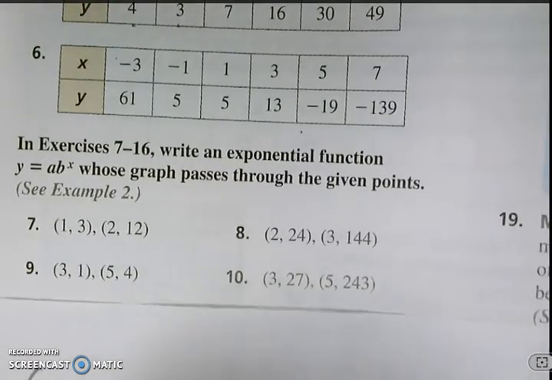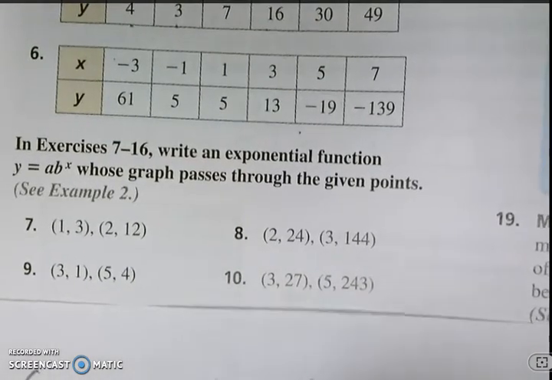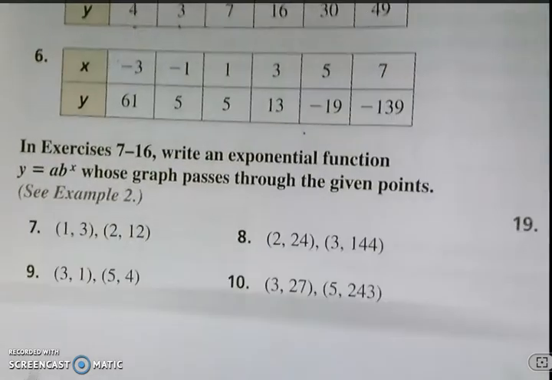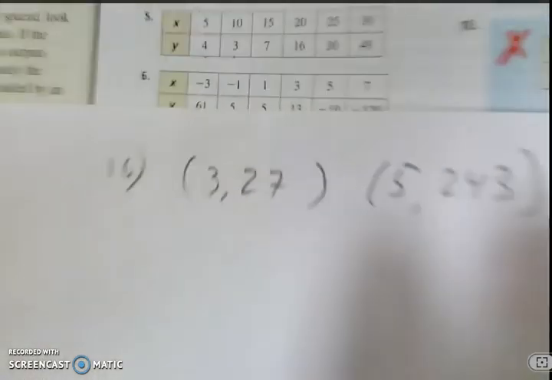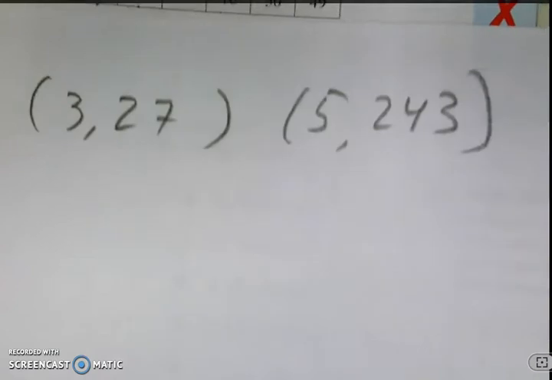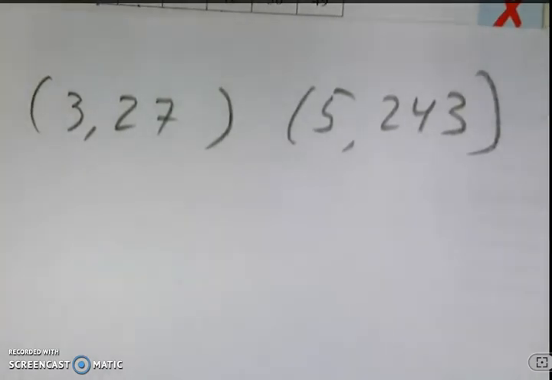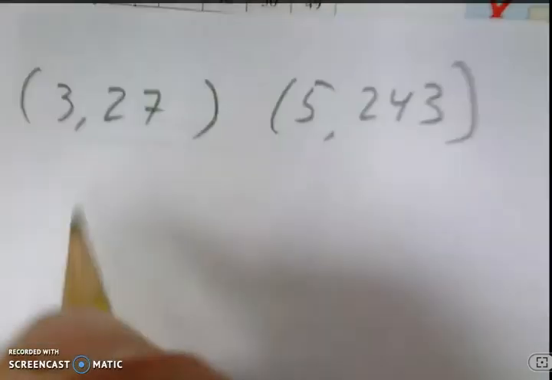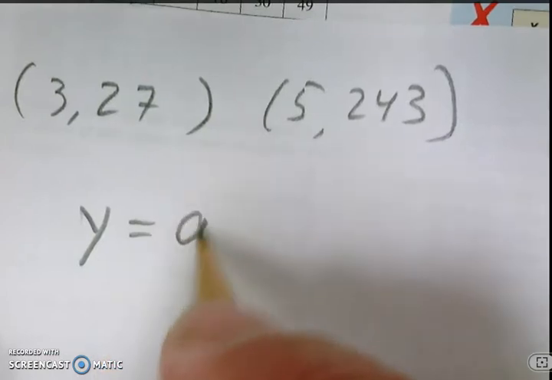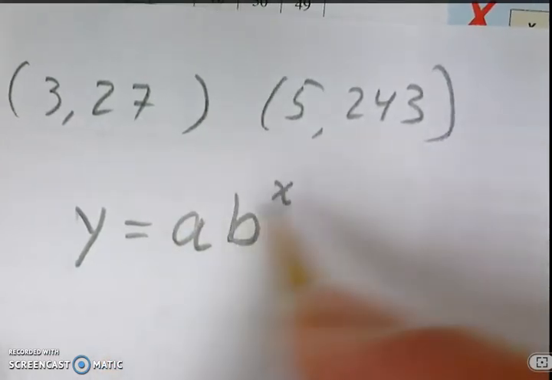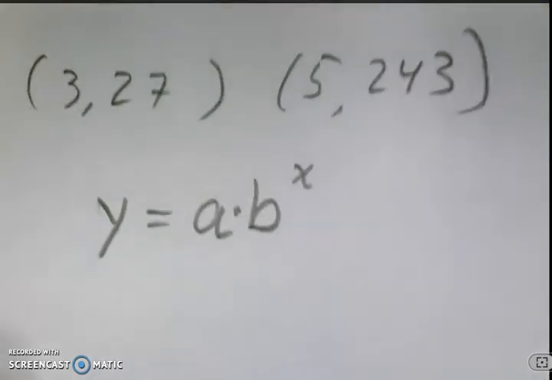Our numbers are (3, 27) and (5, 243). Now, I'll zoom out a little bit. So you want something that'll go through both those points. It's not entirely clear how you would do this, except that they tell you it should be exponential, and they say to use something with ab to the x. So a times b to the x.